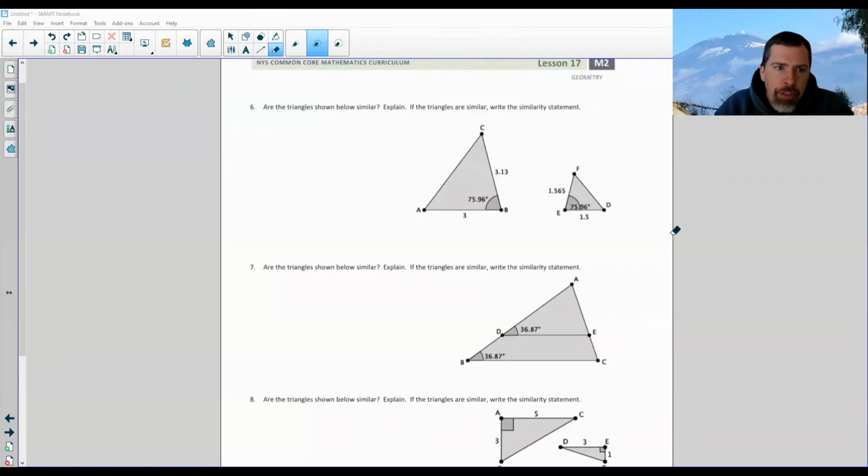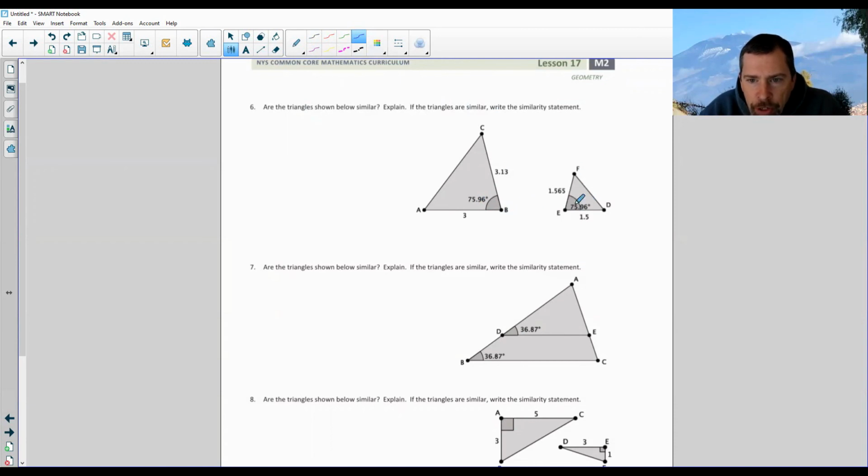All right, page 7 brings us to problem number 6. What do we have here? It says, are the triangles shown below similar, and explain. If the triangles are similar, write a similarity statement. So we have an angle of 75.96. So B is congruent to E. And we have two side lengths.